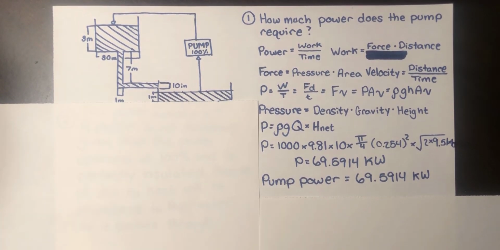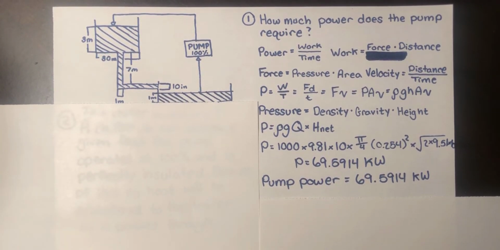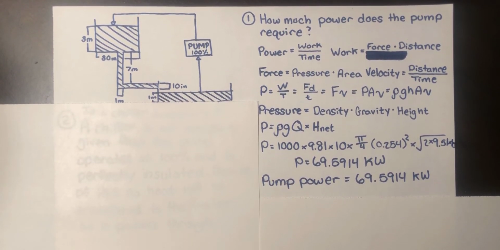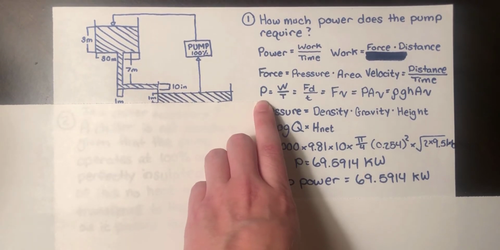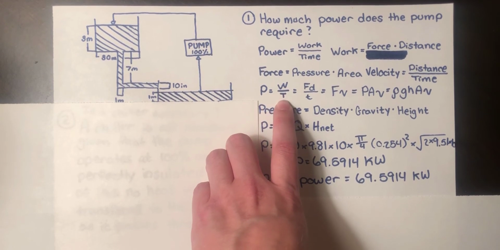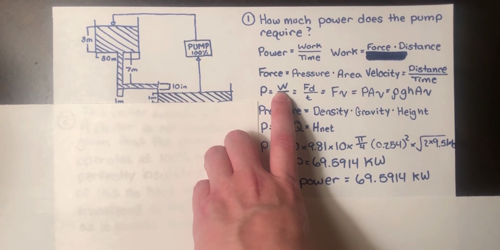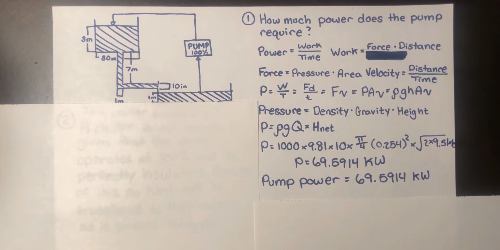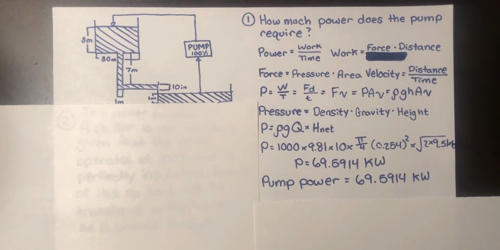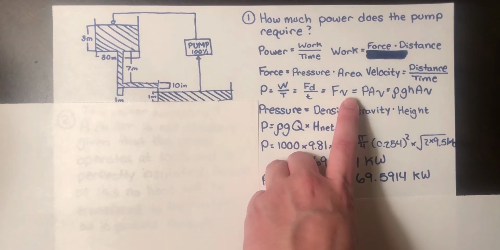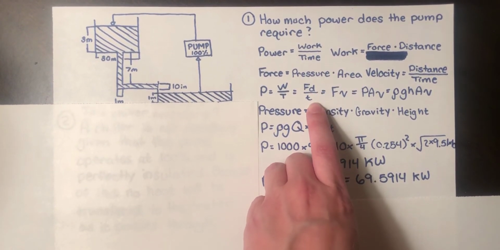How much power does the pump require? We know that power equals work over time, and we know that work is force multiplied by distance. We can begin to create our equation for power, saying that power is equal to work over time, and we can substitute in for work force multiplied by distance over time. We know that velocity equals distance divided by time, so we can substitute velocity in for our distance over time.